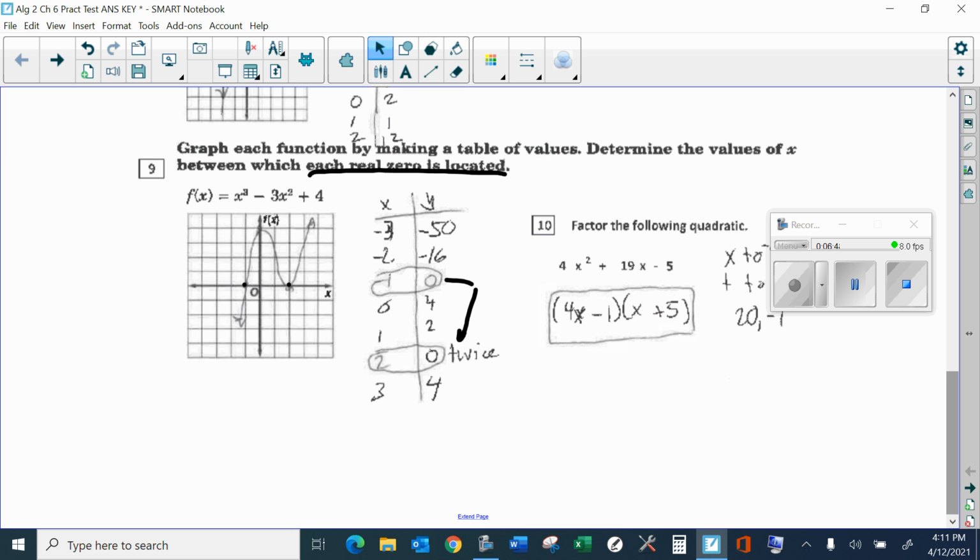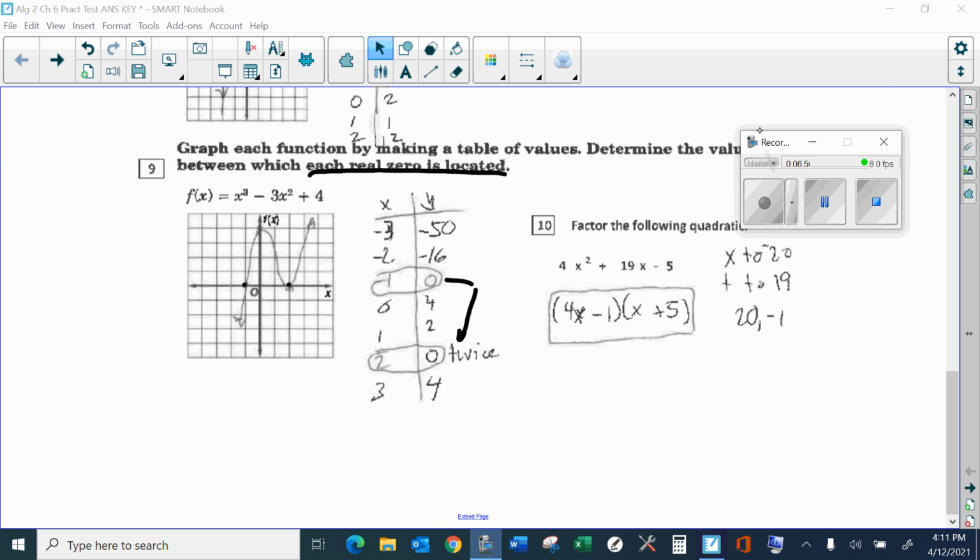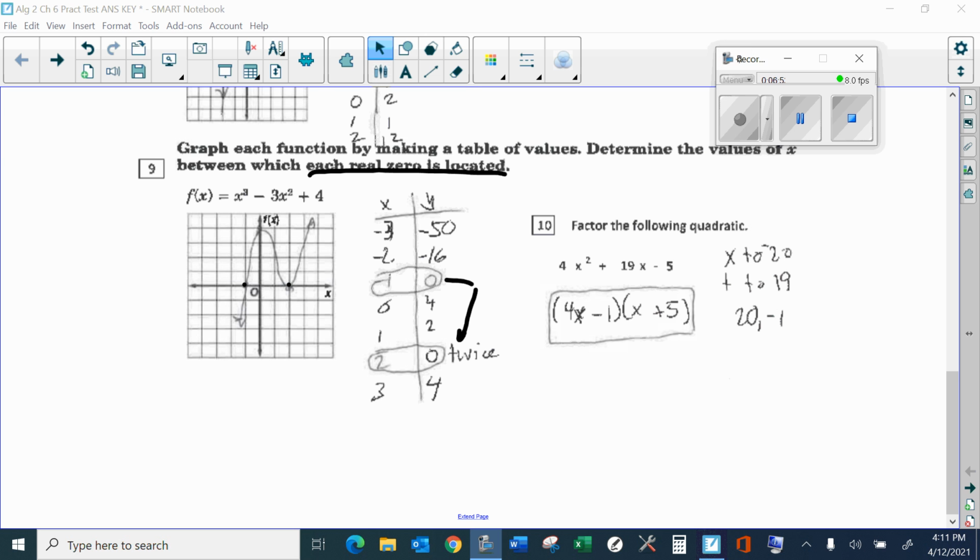All right, factor. Okay, so we know it multiplies to AC, that's AC right there, which is -20, and it adds to B every time. So it multiplies to -20 and adds to 19. 20 minus 1 is 19. So I know, therefore, my only possibilities here are 1 and 4 or 2 and 2.